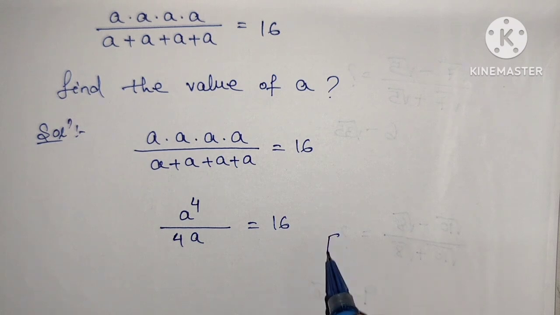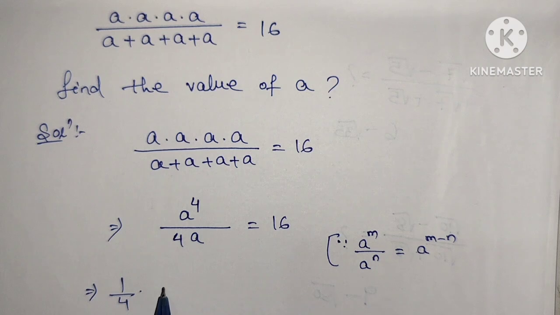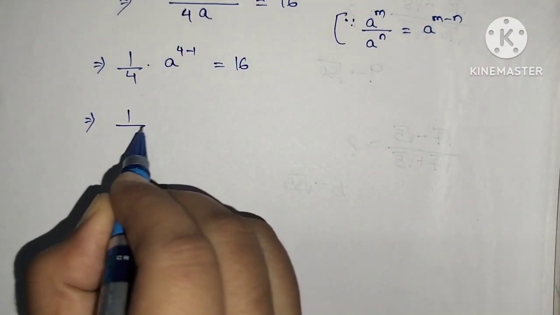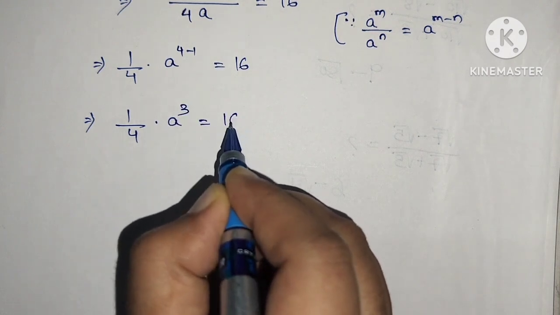Yes, we know in the exponent, A to the power m divided by A to the power n is equal to A to the power m minus n. Yes, we apply here. Then 1 by 4 into A to the power 4 minus 1 is equal to 16. Yes, this implies that 1 by 4 into A to the power 3 is equal to 16.